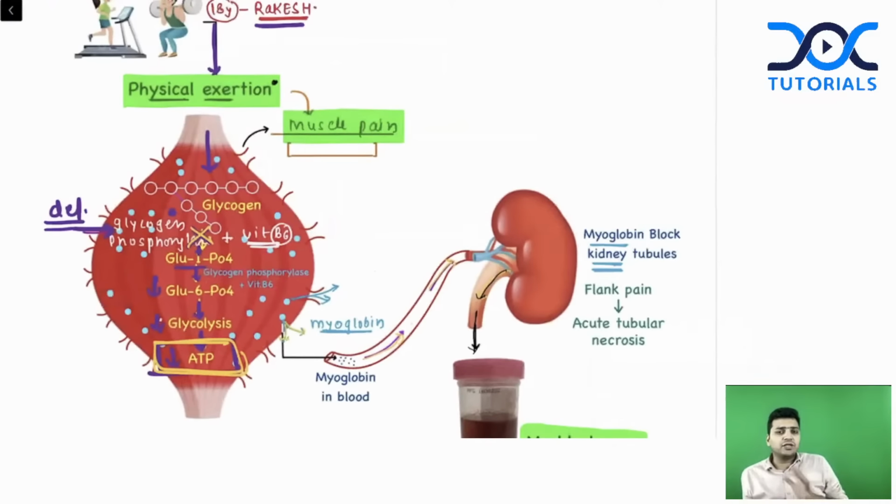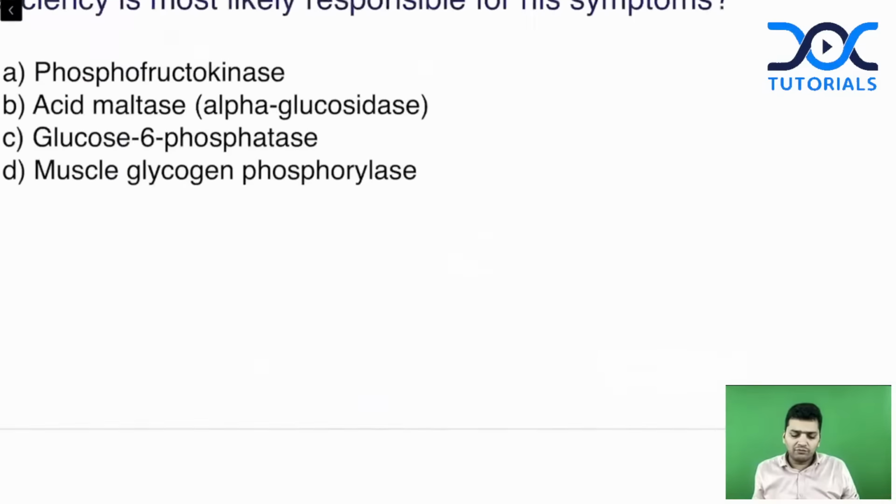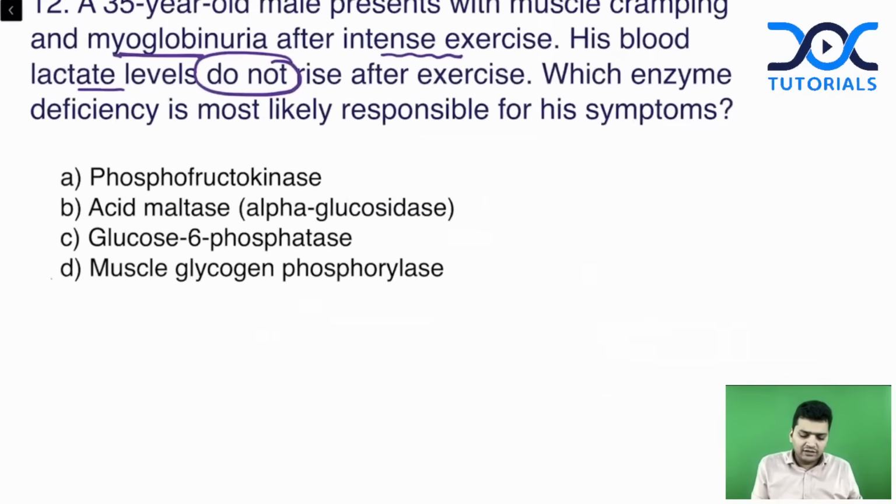So whenever you see a patient who, whenever he is doing physical exertion, has muscle pain followed by dark color urine, they are talking about McArdle's disease. And that is due to the deficiency of muscle glycogen phosphorylase. The diagnosis was McArdle's. That is a type 5 glycogen storage disease.